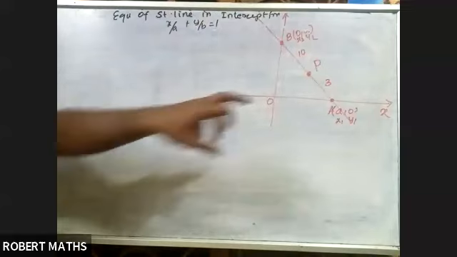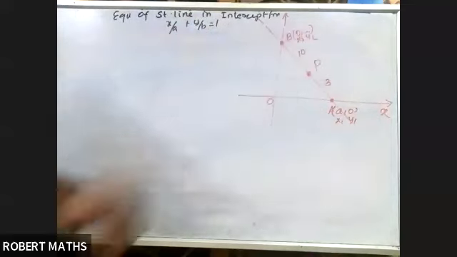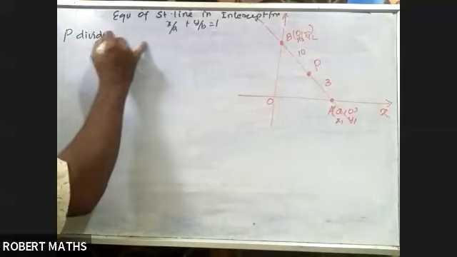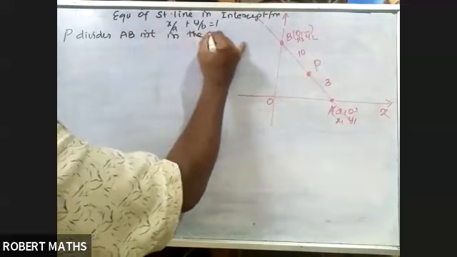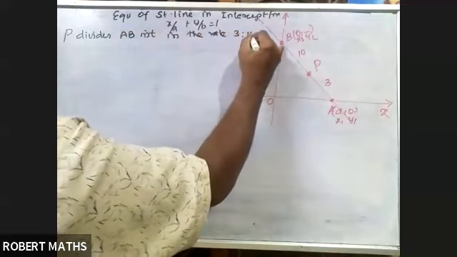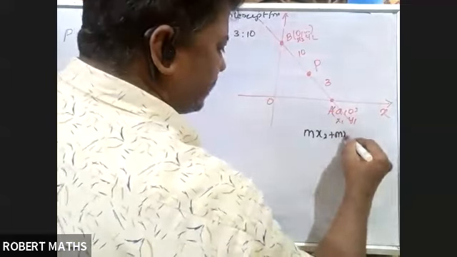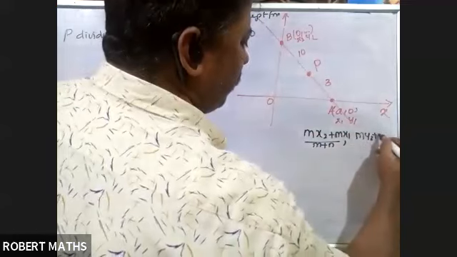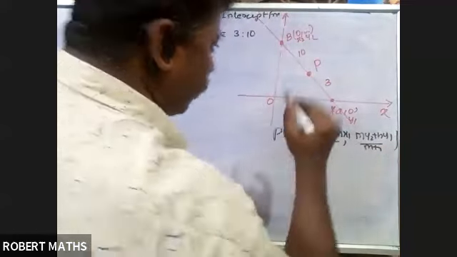The hint given is that the line AB is divided by P internally in the ratio 3:10. So P divides AB internally in the ratio 3:10. What is the formula? We can write this as (mx2 + nx1) divided by (m + n), comma, (my2 + ny1) divided by (m + n). This is the formula for your P.